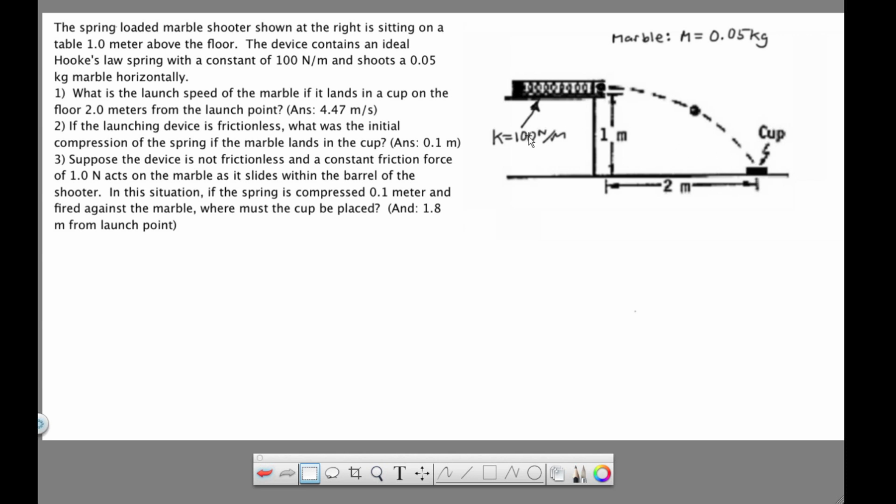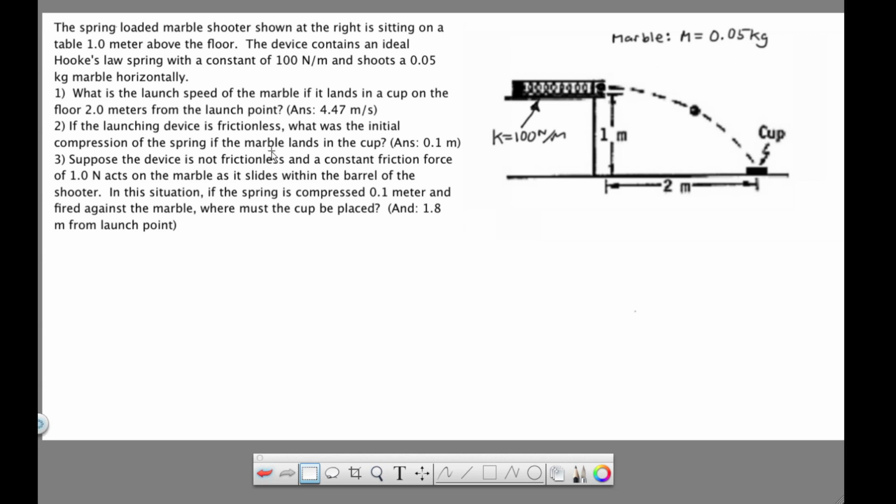The spring constant of the spring, which is what launches the marble, that's where all the motion begins, is 100 newtons per meter, and lastly we're given the mass of the marble as 50 grams or 0.05 kilograms.